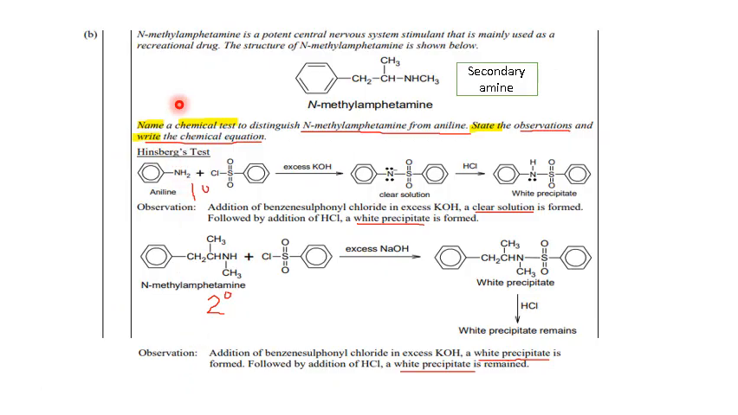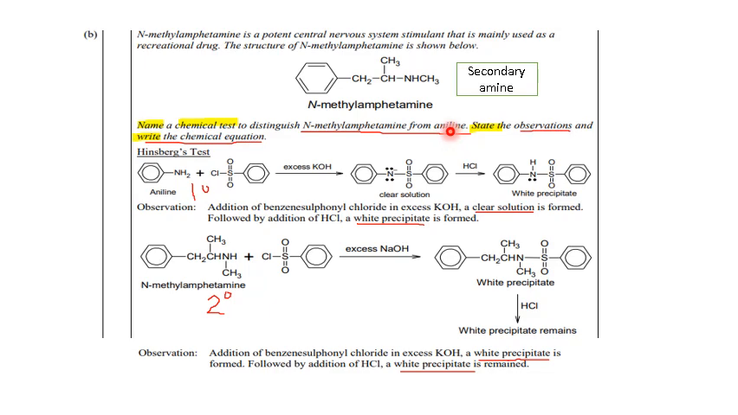For part B, N-methylamphetamine is a potent central nervous system stimulant. Looking at the structure, the important point is that N-methylamphetamine is attached to 2 alkyl groups, so it's a secondary amine. Now the question: name a chemical test to distinguish this compound from aniline.